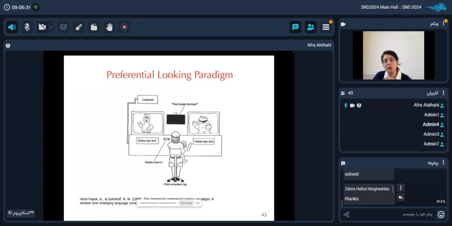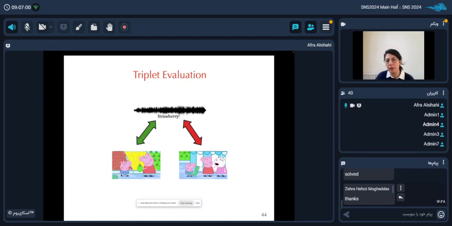In this case, we chose the preferential looking paradigm, which is very old. This is from a paper in 1996, where the child sits on the lap of the parent and looks at two parallel screens that are showing different things at the same time, and then hears a sentence. Depending on whether the sentence matches one of the screens, the child turns their head towards that screen. That's why it's called the preferential looking paradigm. So we thought we can do the same thing here, right?